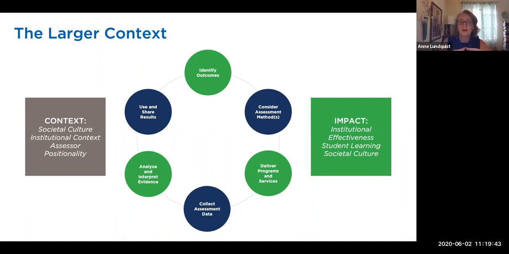But when we position that assessment cycle in the context of this larger conversation, we want to think about things like societal culture and the role and the position and the power of the assessor or the assessment practice, and then use that and the practices that we'll think about in the assessment process to drive not only institutional effectiveness, but also improve and promote student learning and make an impact on our societal culture writ large.